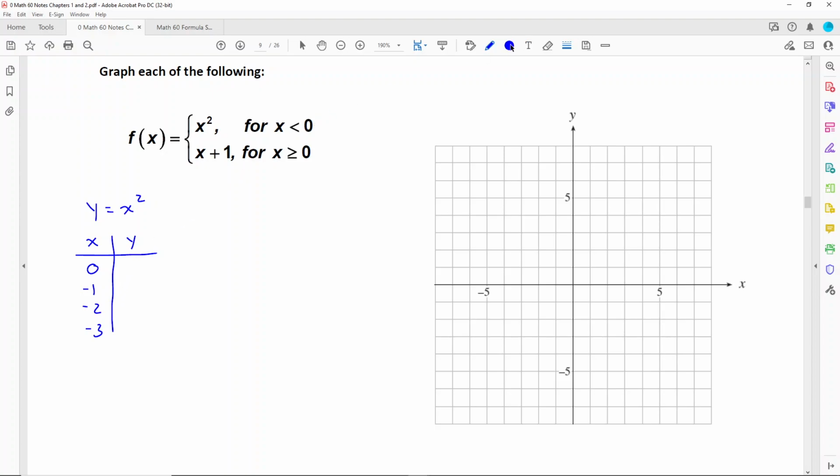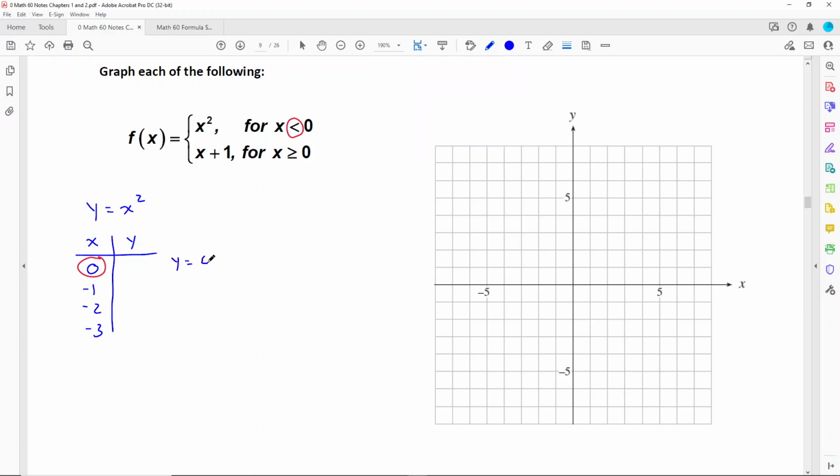But I'm going to be careful. Because x is not equal to 0, I'm going to make sure I circle this point, because this is going to be one of those ghost points. It's going to be one of those points that's there, but it's a boundary. It doesn't actually exist. So let's plug into our equation.